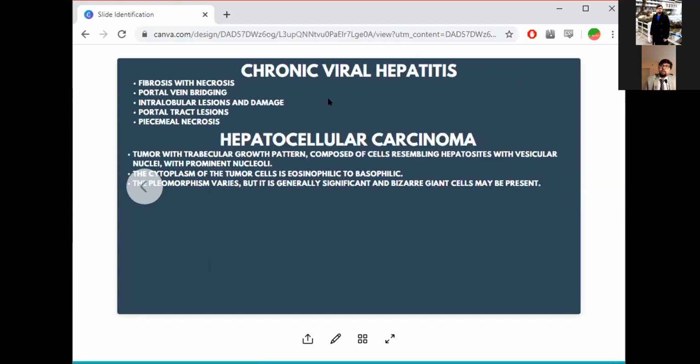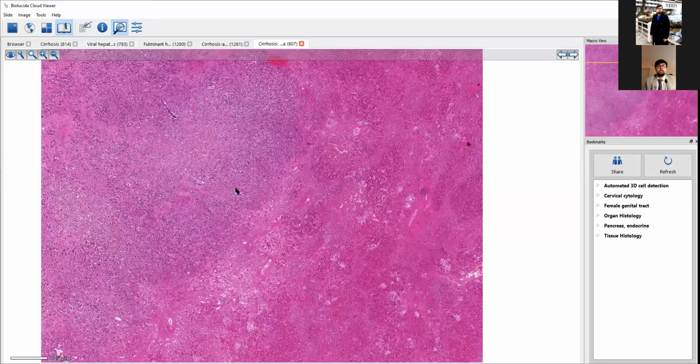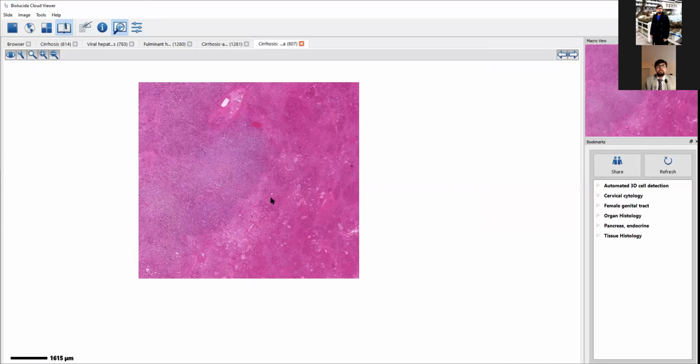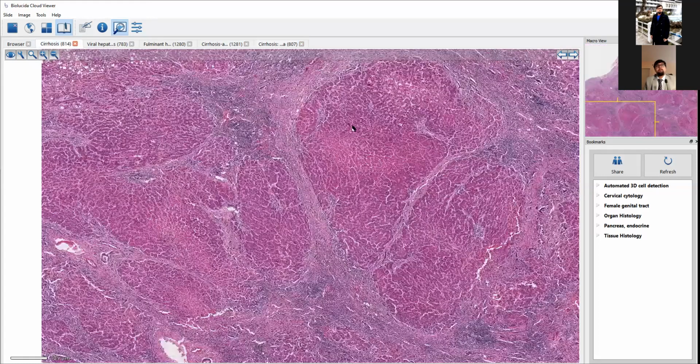Then we went to chronic viral hepatitis and hepatocellular carcinoma, in which we go here. So you have here cirrhosis, right? This is cirrhosis with hepatocellular carcinoma. So you have the carcinoma on one side and you have the cirrhosis on the other. Then you have here micronodular cirrhosis. Then here you have macronodular cirrhosis.